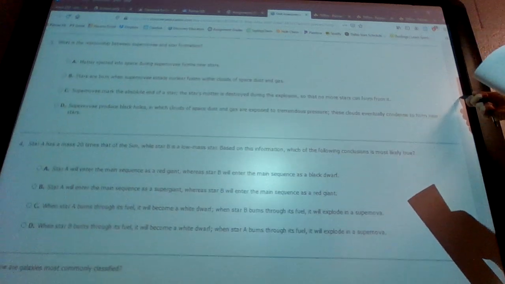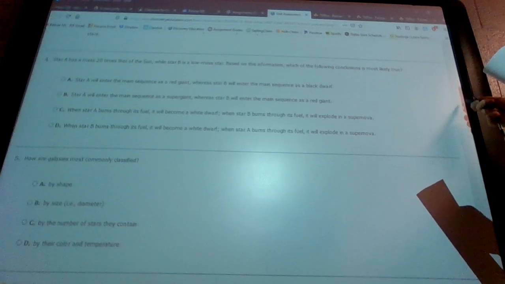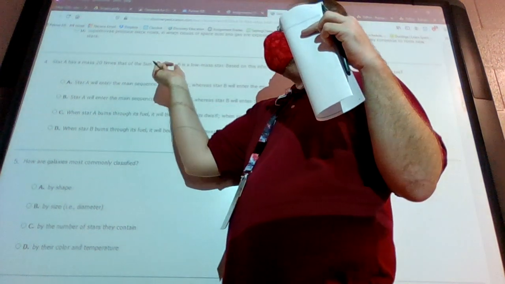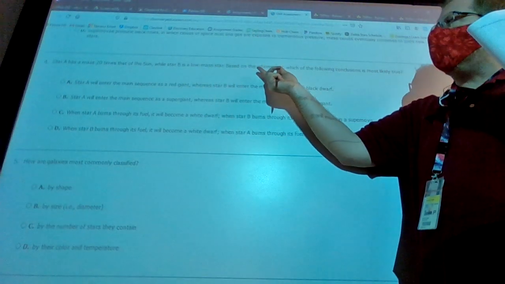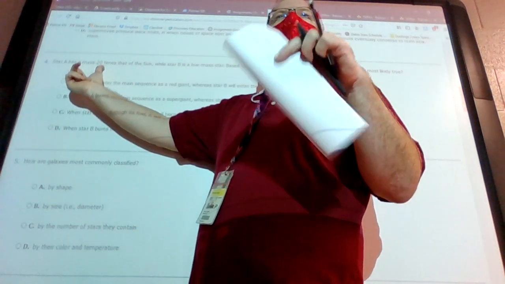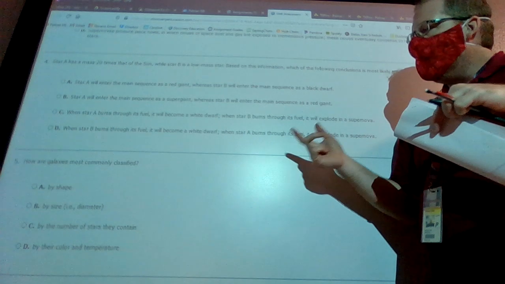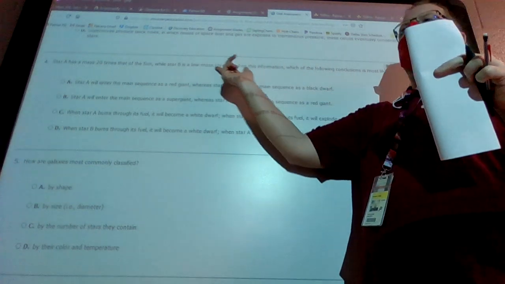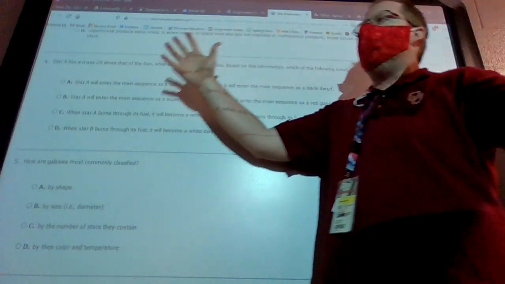Let's see. Relationship between supernova and star formation. This one: Star A has a mass 20 times that of the sun, while star B is a low mass star. Based on this information, which happens? What you're looking for here is that the big stars will go supernova and turn into either a black hole or I forget the other thing. But basically, it will turn into a supernova. Star B will get bigger, just like our star.